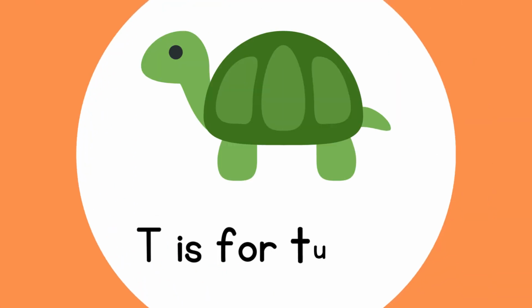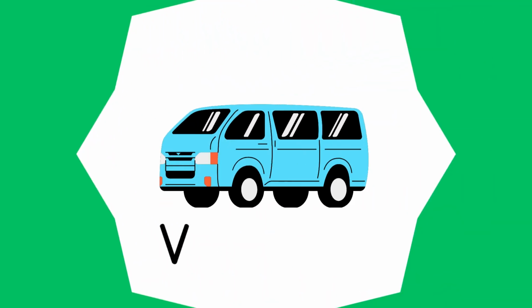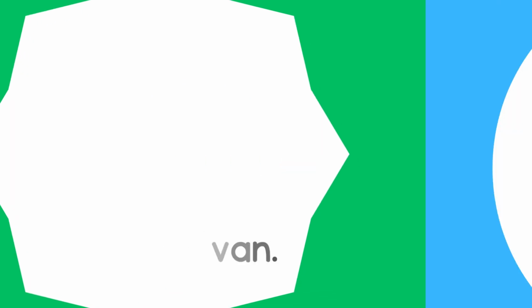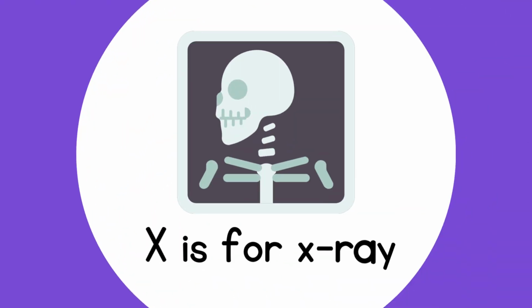T is for turtle. U is for umbrella. V is for van. W is for watermelon. X is for X-ray.